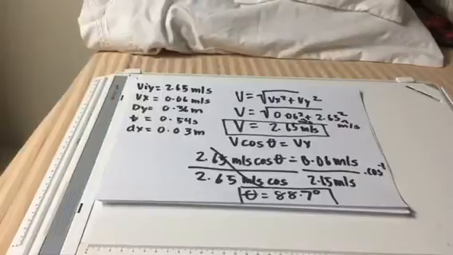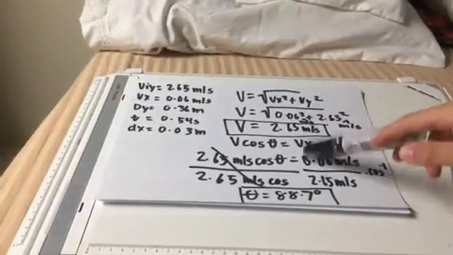Next, I compiled all the data we got up here for us to see what's happening. Since we have Vx and Vy, we can now calculate for velocity. The formula for velocity is Vx squared plus Vy squared, and you take the square root of that. Plug in the values, and you end up with velocity equals 2.65 meters per second. Now, this is the tricky part.